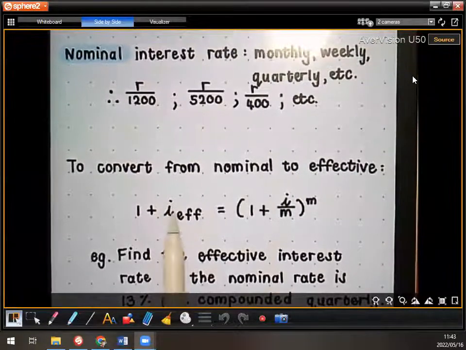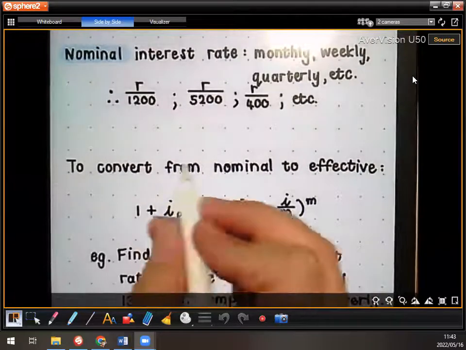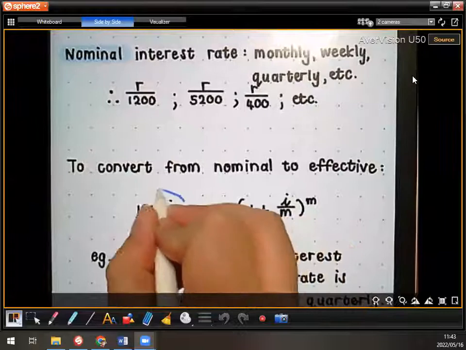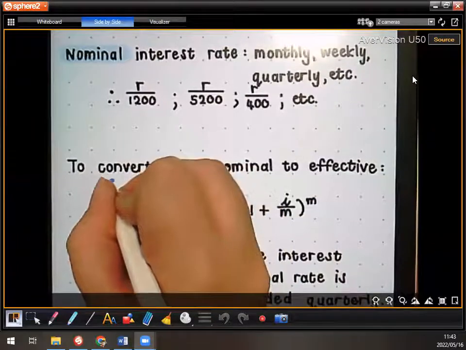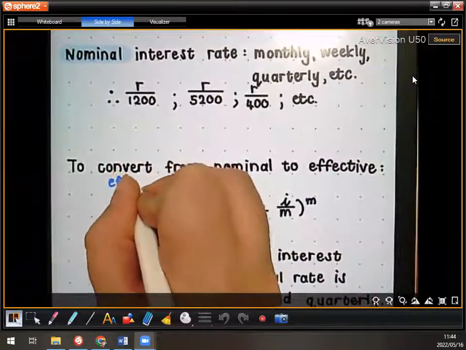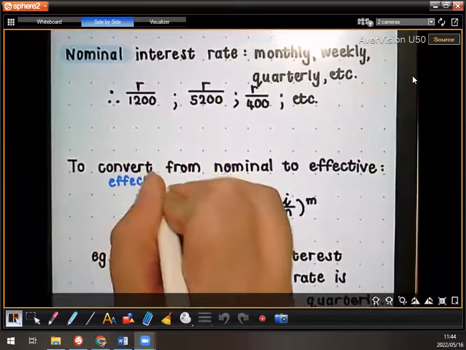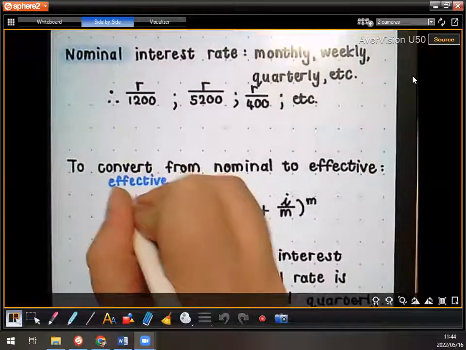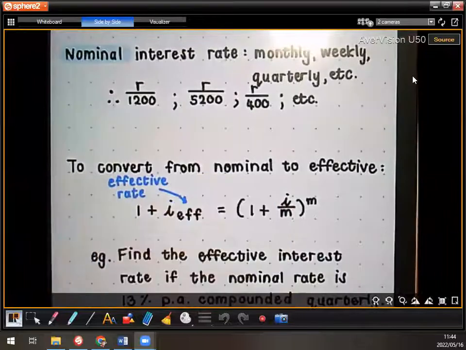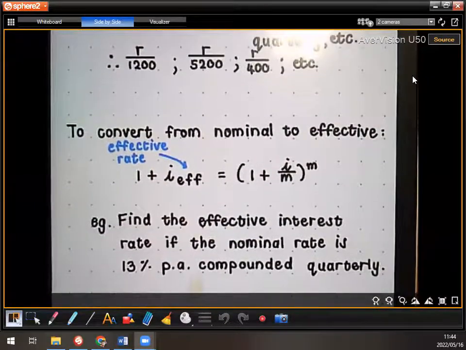Okay, so here the I effective, this is the effective interest rate. That is what this is referring to. So we can make a little note there: effective rate. That's what the EFF stands for there at the bottom. So this is what you're going to solve for in the equation.